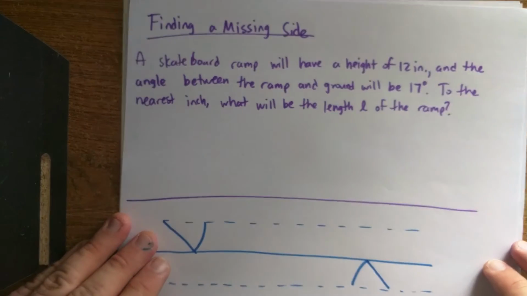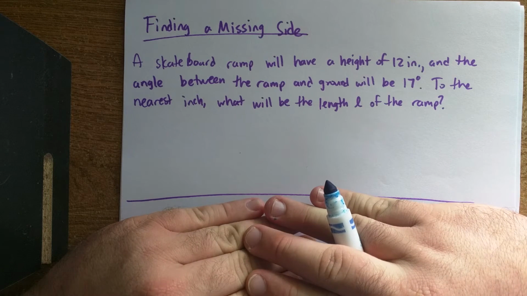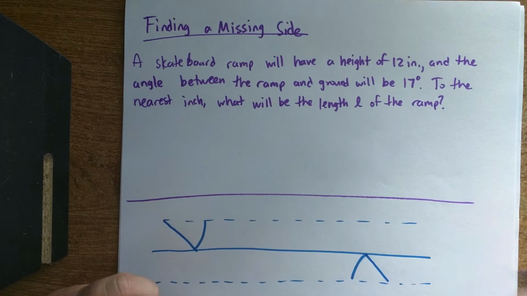All right. Trigonometry. You can't do trigonometry without doing some word problems. So go ahead and copy this down. Don't copy down the bottom part yet, though. That's something slightly different. So this one says, finding a missing side: the skateboard ramp will have a height of 12 inches, and the angle between the ramp and ground will be 17 degrees. To the nearest inch, what will be the length L of the ramp?